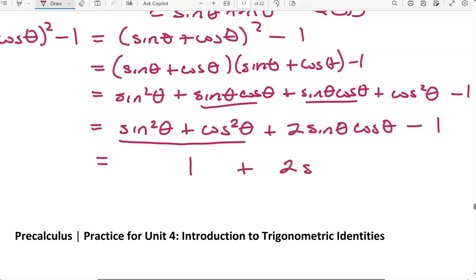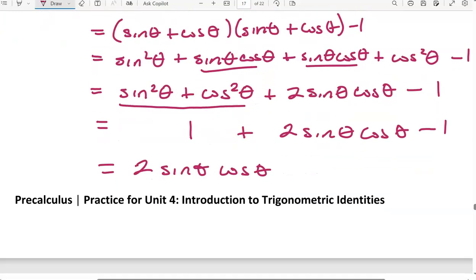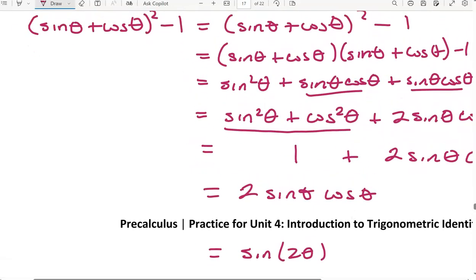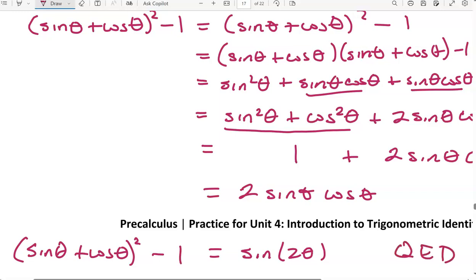So now we have 1 plus 2 times the sine of theta times the cosine of theta minus 1. And combining like terms, that is just 2 times the sine of theta times the cosine of theta. And that just so happens to be the double angle identity for sine. So that is the sine of 2 theta. Let's bring down the other side of the equation, and that is sine of theta plus the cosine of theta squared minus 1, and now we've proven that identity.